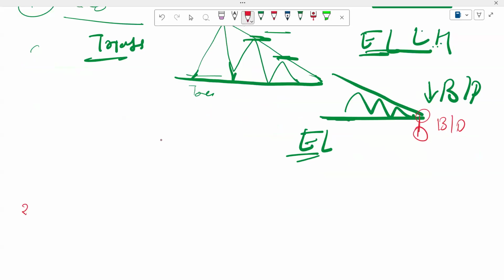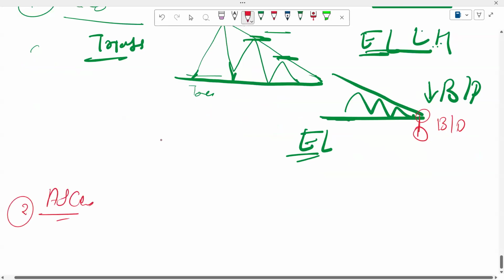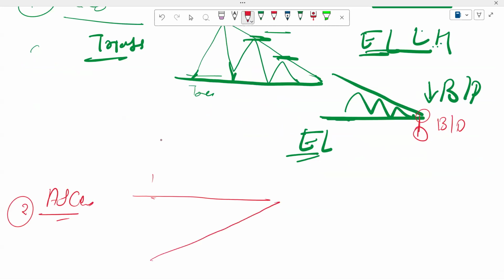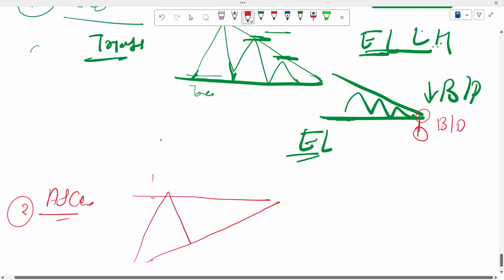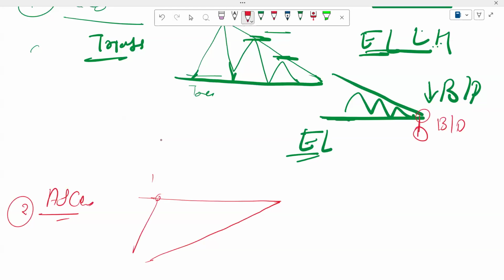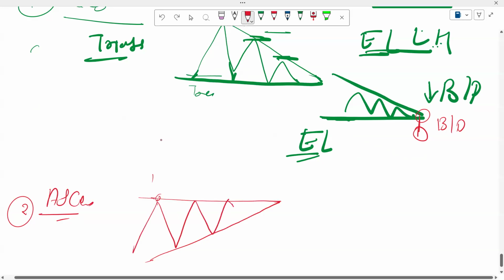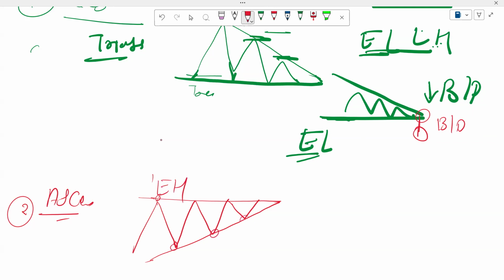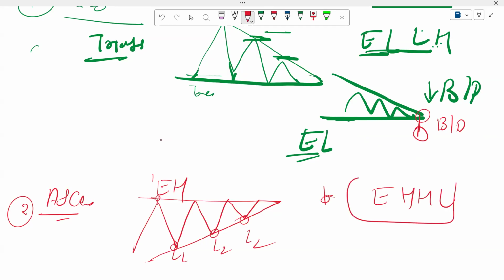And likewise there is an ascending triangular. In an ascending triangular, what will happen? The highs will be equal and the lows will keep getting updated. It will look like this. Exactly, your highs will be equal. See the lows, the lows are getting stronger and stronger each and every day. So this will be equal high and higher low, higher low, equal high, higher low. This will be your ascending triangular.